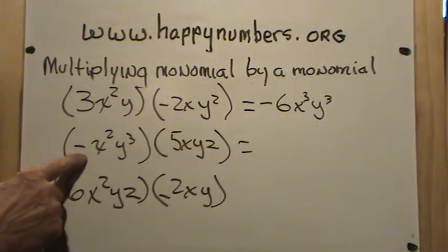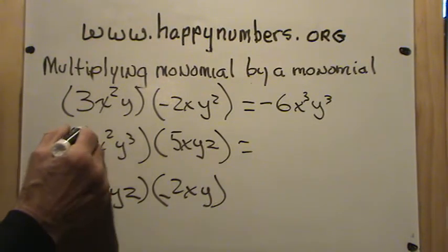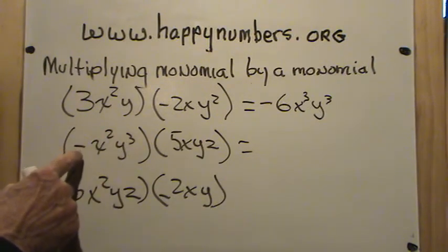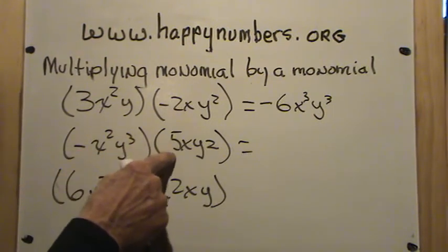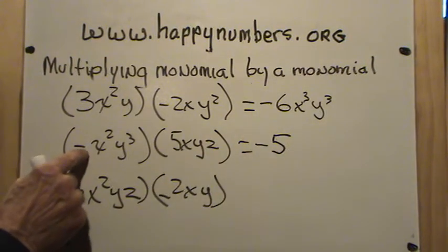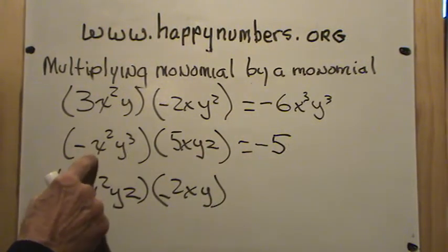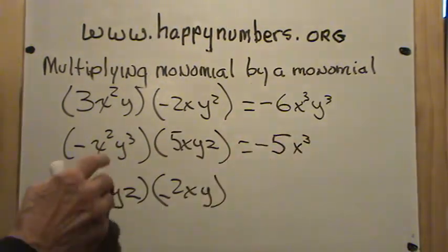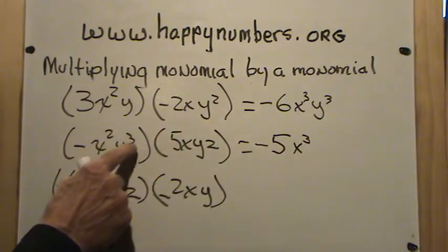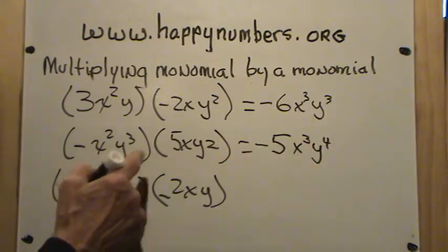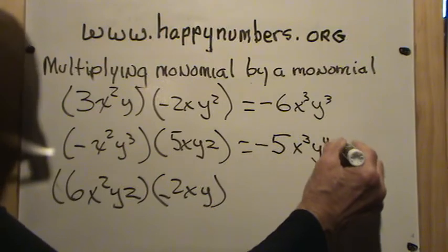Take a look here. Now, my coefficient here is 1. We don't write it, but this is 1x squared y to the third. So if I multiply my coefficient negative 1 times 5, that gives me negative 5. Be careful with this. This is a little tricky. Remember, this is a 1 here. Now I have x squared and x to the first. That would give me x to the third. I have y to the third and y to the first, which gives me y to the fourth. And I don't have a z here, but I have a z there, so the z goes there.